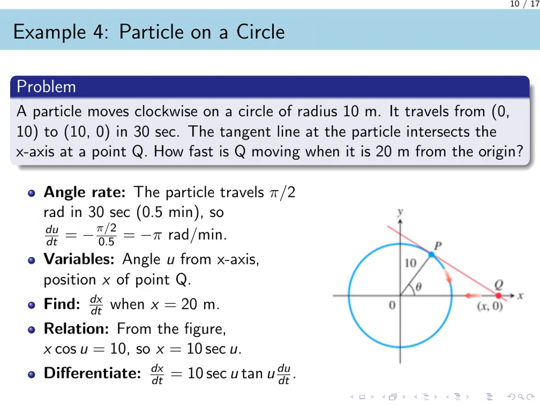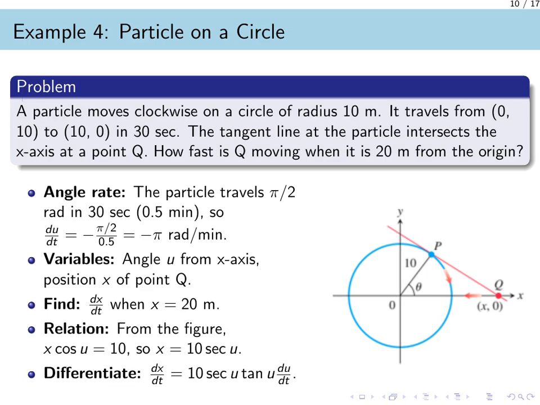Here we have a great related rates problem, where the connection between our variables comes from trigonometry. The setup involves a particle moving on a circle, and we want to find the speed of a point Q, which is created by a tangent line intersecting the x-axis. First, we calculate the rate of change for the angle u. Since the particle moves pi over 2 radians in 30 seconds, the rate du/dt is negative pi radians per minute. It is negative because the angle shrinks as the particle moves clockwise.